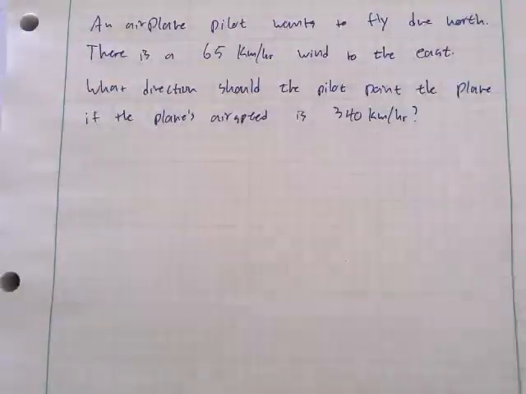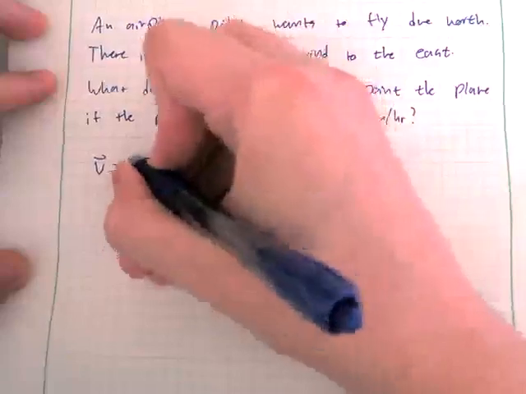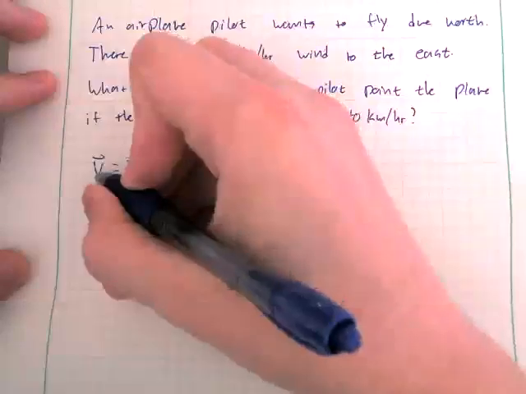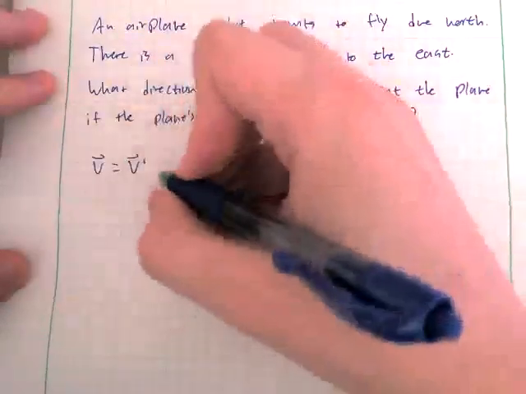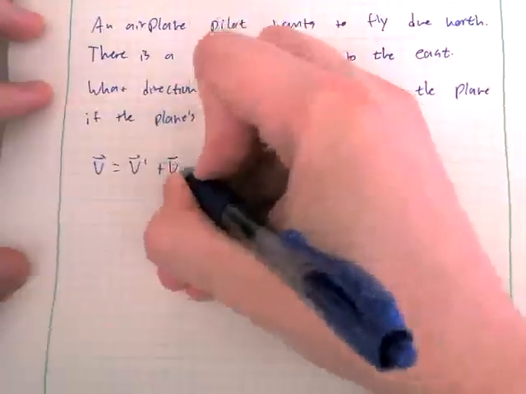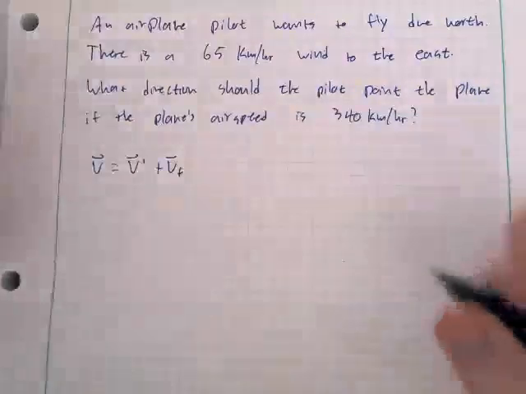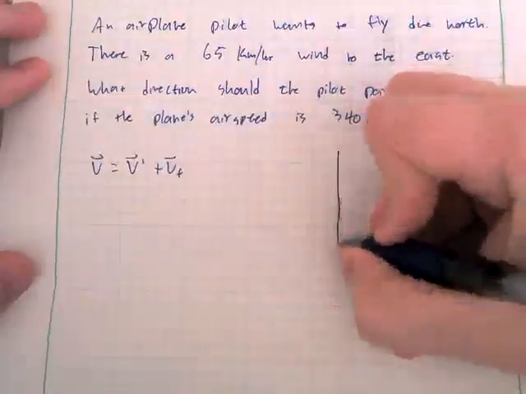So now again, we're given some different pieces of information here. Let's go ahead, let's write our equation, let's draw our picture. So again, of course, as always, we're going to start with this. Velocity of the plane relative to the ground is equal to the velocity of the plane relative to the air plus the velocity of our moving frame, which in this case is the velocity of the air itself. Let's go ahead and let's draw our picture again.